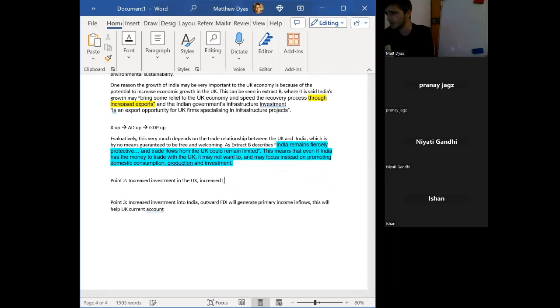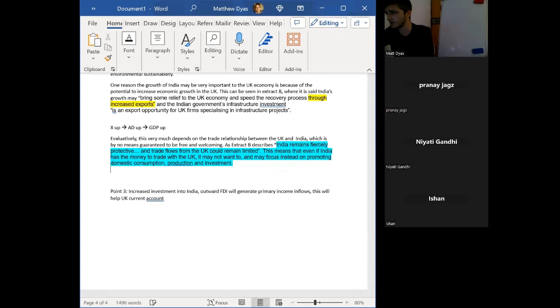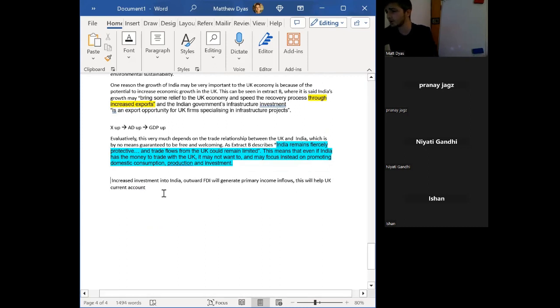So instead of the increased investment point, I'm going to leave that one and I'm going to take this one because it's a little more complex. So let's do this second point, then evaluate, and then if we have time, we'll conclude.